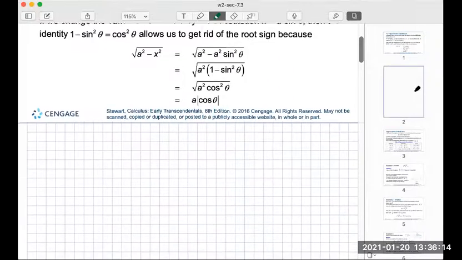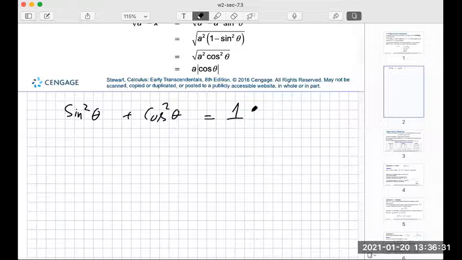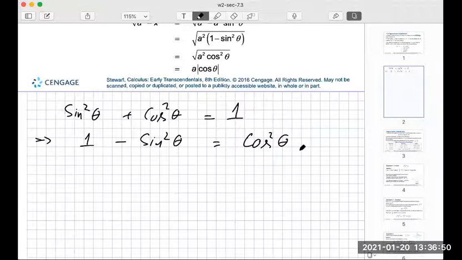So in order to solve these kinds of problems, we use properties of trig identities. We know that sine squared plus cosine squared of any angle theta will always be 1. So therefore, 1 minus sine squared theta is equal to, what is it? Cosine squared theta, right?